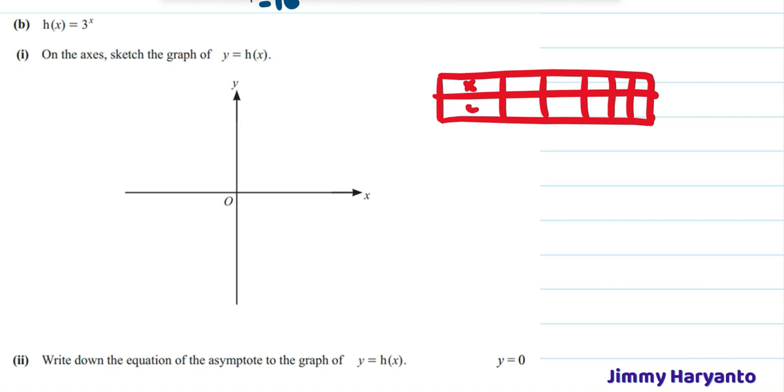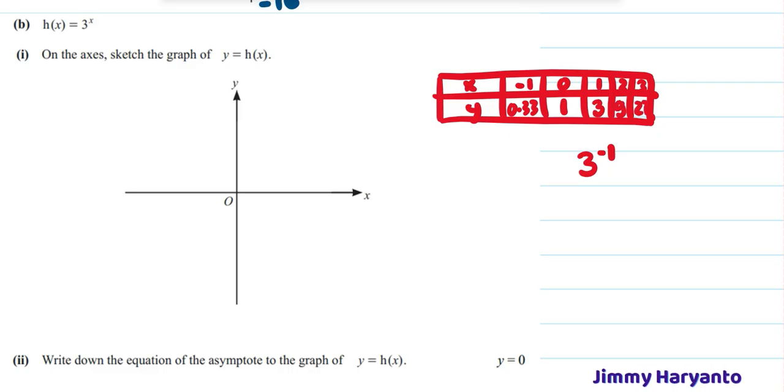But the more values of x you use, the more accurate your drawing. So let's say negative 1, 0, 1, 2, and 3. For negative 1, that means 3 to the power of negative 1. It's 1 over 3, which means 0.333. For 0, you will get 1. For 1, you will get 3. For 2, you will get 9.